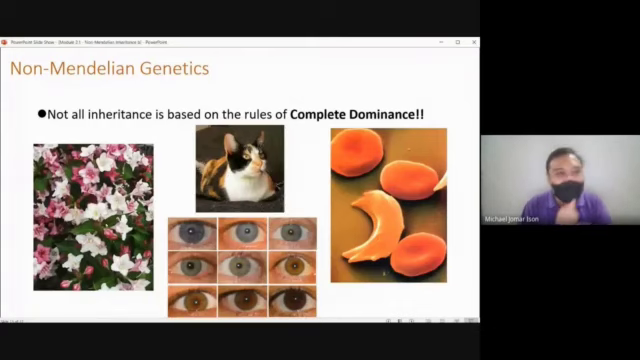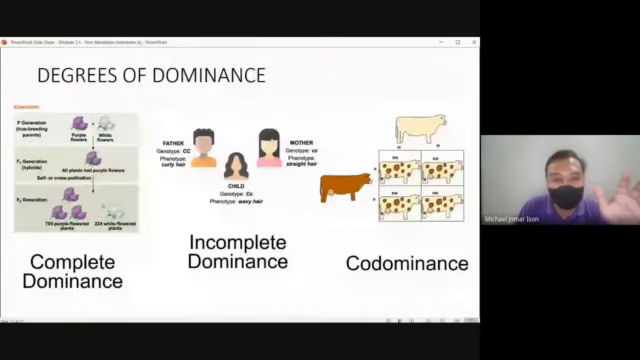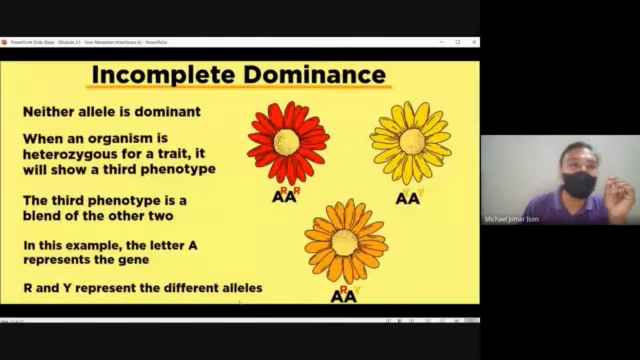For the degrees of dominance, we already finished complete dominance, and now we'll be talking about the first two non-Mendelian types, which are incomplete dominance and codominance. Again, the reason I discussed the ratios a while ago is that you will notice that incomplete dominance and codominance have different ratios compared with Mendelian inheritance, which is complete dominance. Okay, let's start with incomplete dominance first.